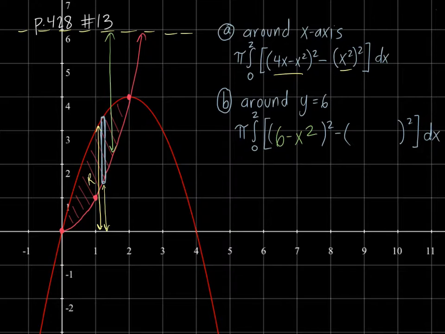The distance from the x-axis up to the graph is x squared. The full distance is 6, so subtract the two and you get the big radius. The little radius is 6 minus the other function, quantity squared. So that's going to be 6 minus 4x minus x squared, and all of that's getting squared. Remember to put your function in parentheses because this negative is going to apply to both parts inside there.